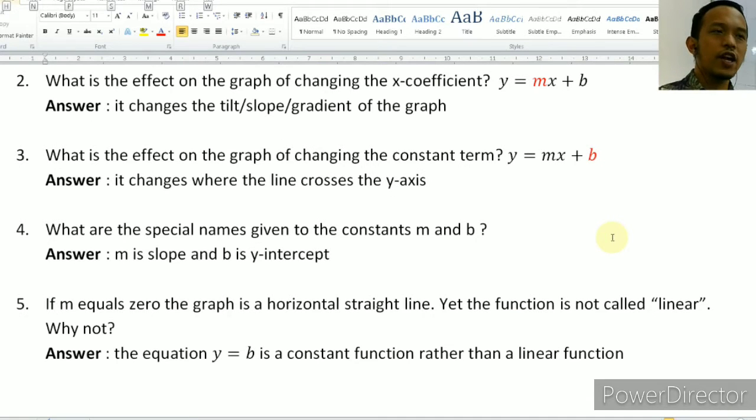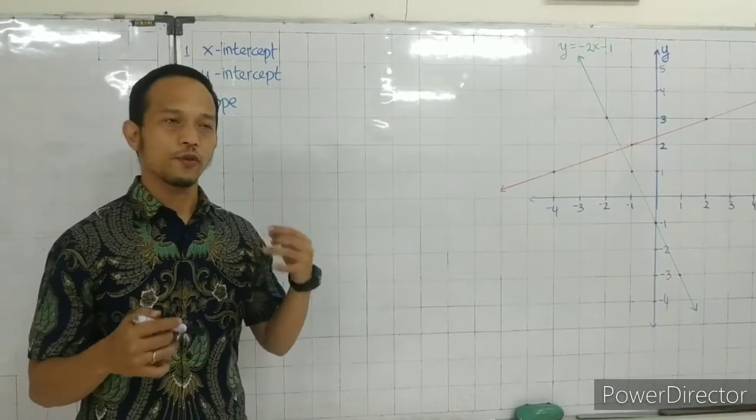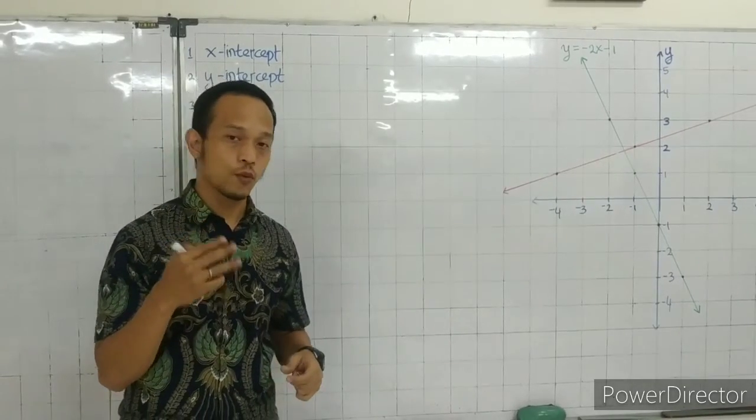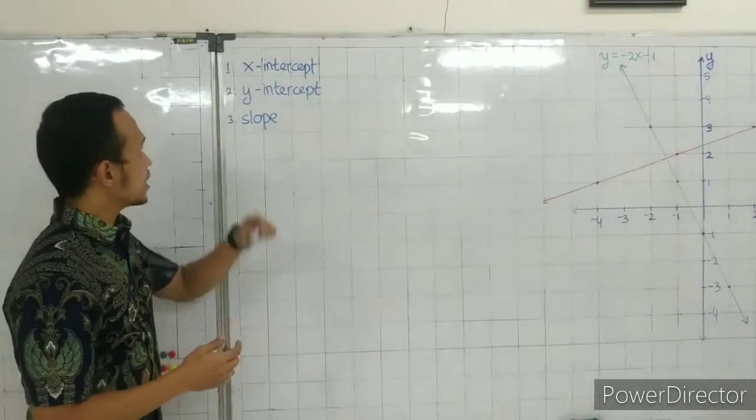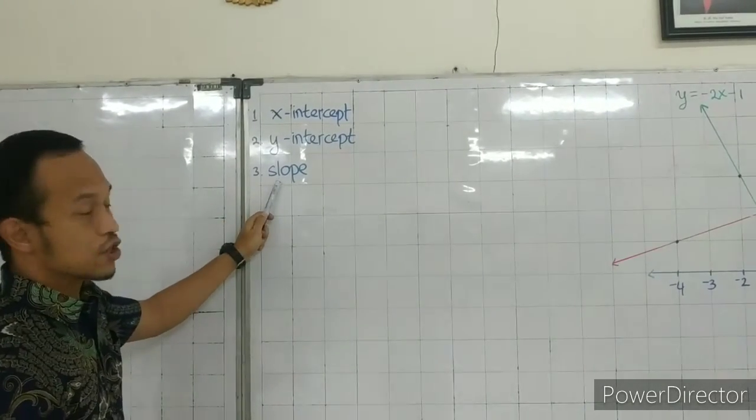I hope that by answering all of these questions, this will be a good introduction for us to go deeper into the linear function. Let's go to the next section so I can describe further the characteristics of linear functions. We know that linear functions shape a straight line. There are 3 characteristics that we want to discuss now. The first one is the x-intercept, the second one is the y-intercept, and the third one is slope.